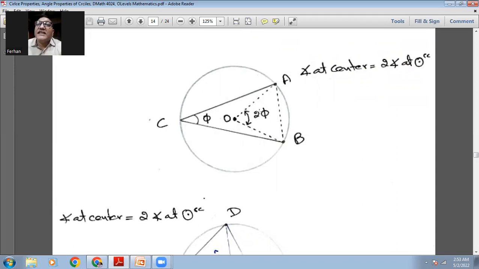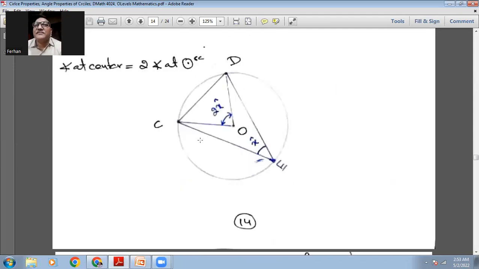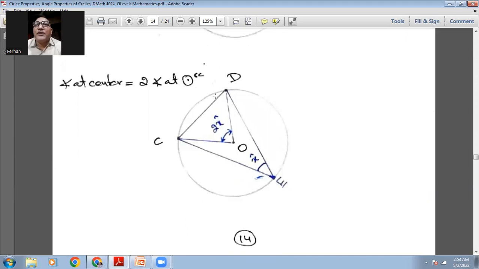So if this is phi, this will be 2 phi. If this is 20, this angle will be 40. If this is 30, this will be 60. If it is 80, this will be 160. Here is another example on the same concept.